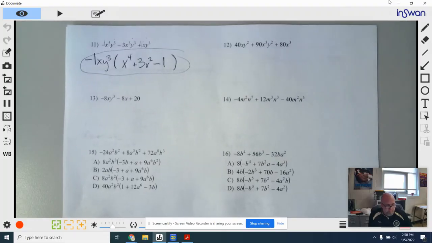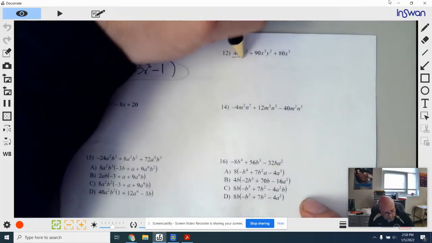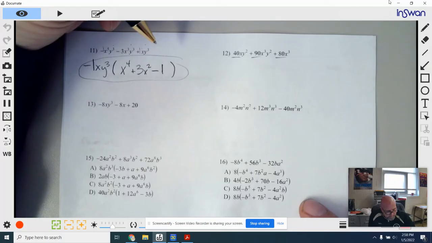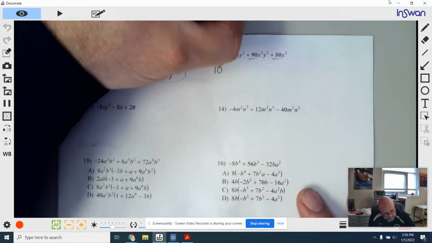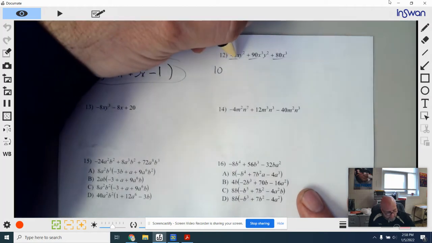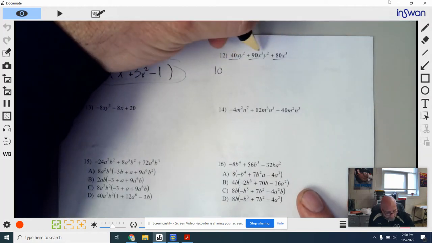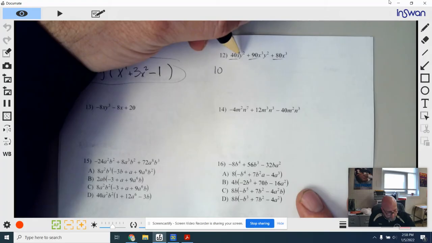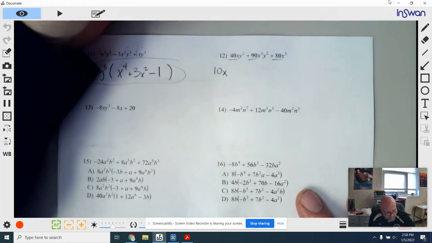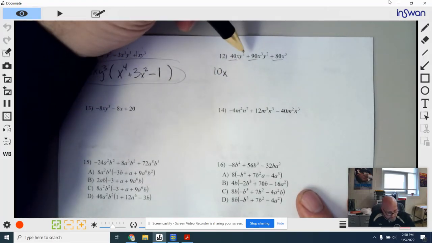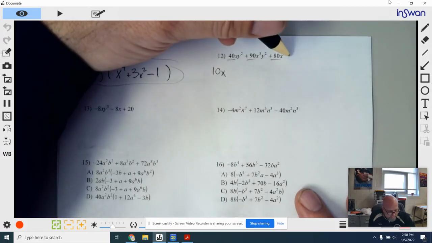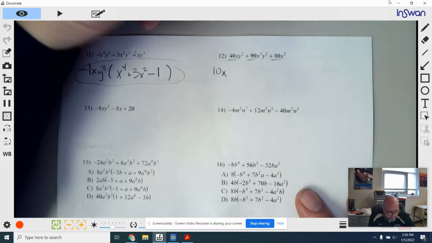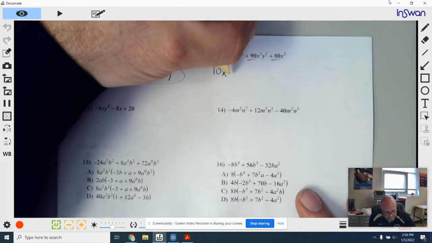All right, number 12. Looking at the numbers, we got 40, 90, and 80. So start there. 40, 90, and 80, your GCF is going to be 10. And then look at your x's. Well, you have 1, you got 3, you got 3. So the smallest one that they have is right here, so pull out 1x. Then look at your y's. 2, 2, there are none back here. So because this one doesn't have any, you cannot pull out any y's because they don't all share a y.